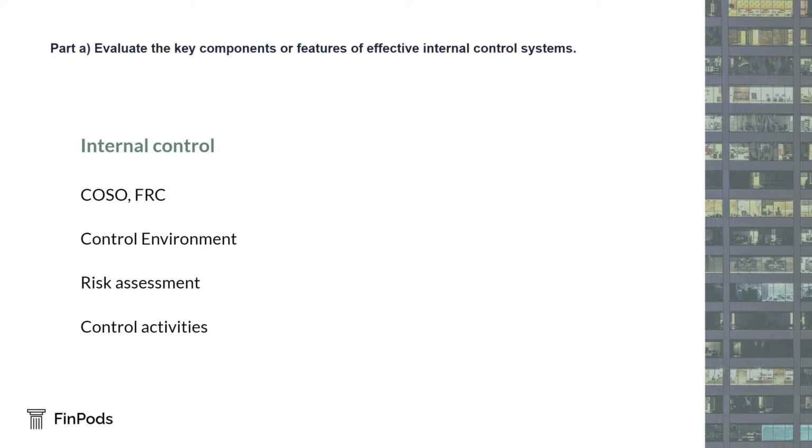Information and communication. Relevant information is identified, captured, and communicated in a form and time frame that enables people to carry out their responsibilities, which needs to be of relevance and of top quality. Effective communication should be broad, flowing up, down, and across the entity.